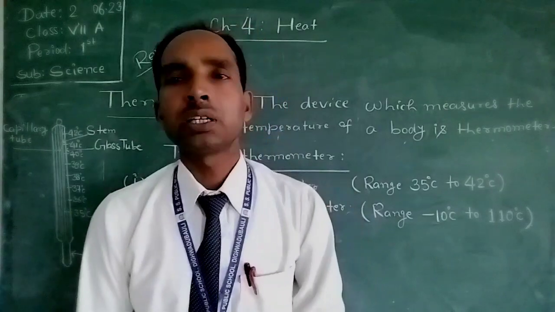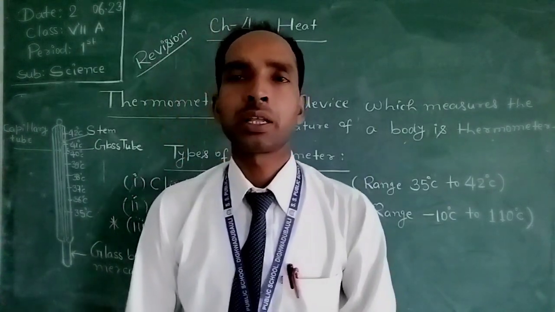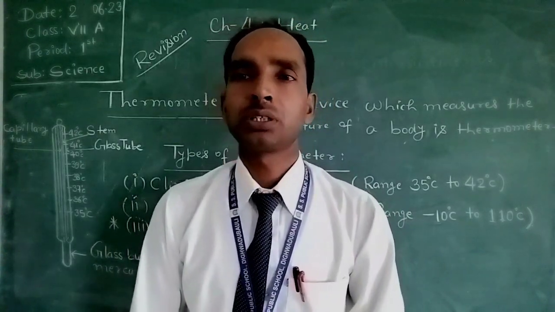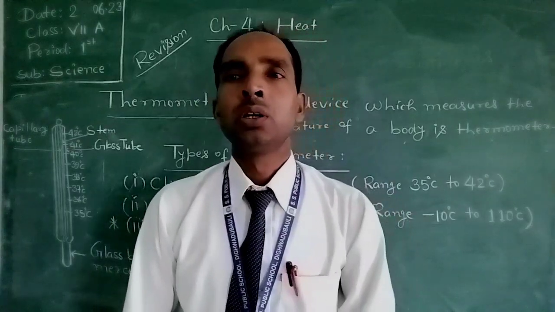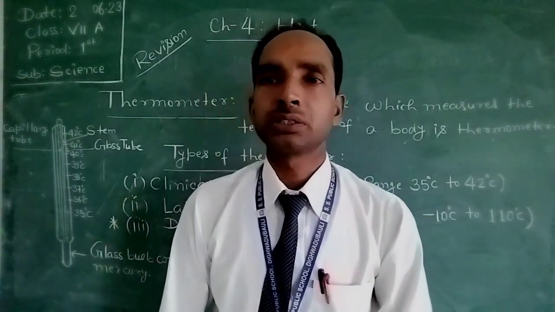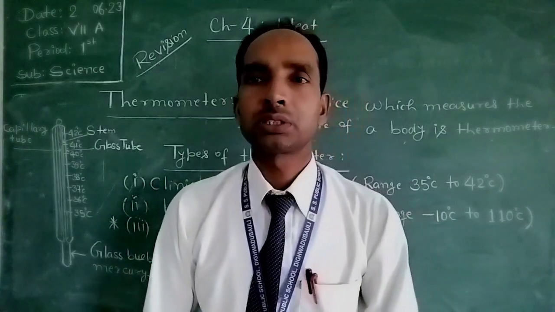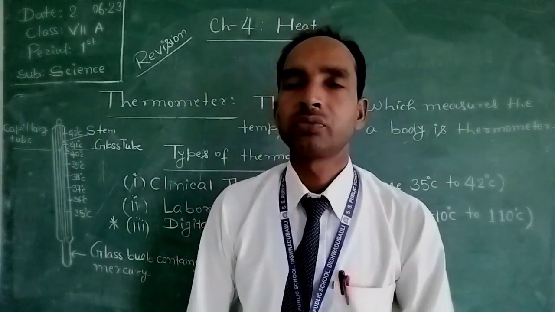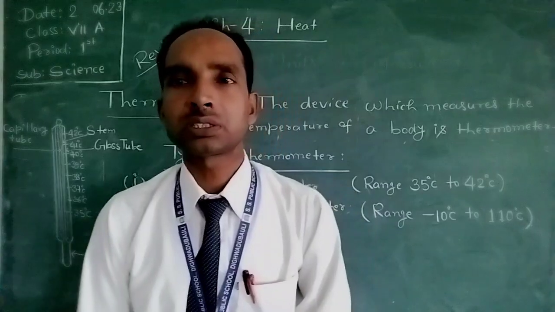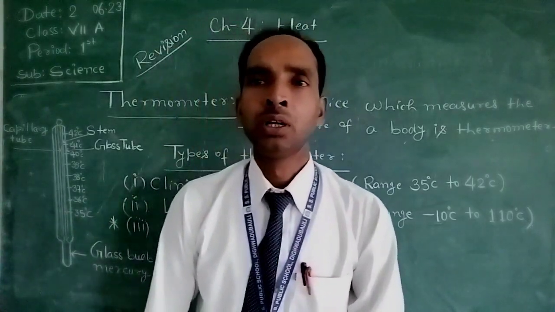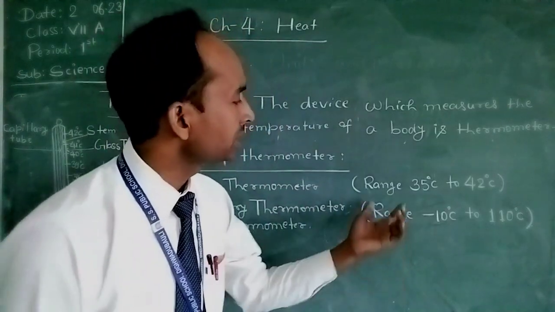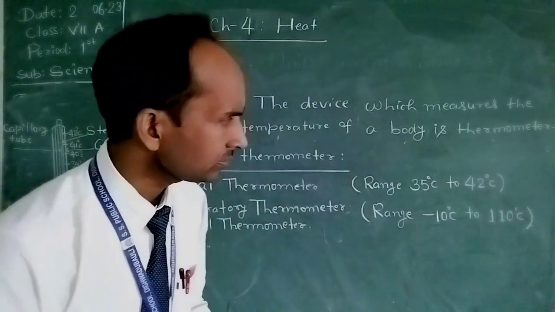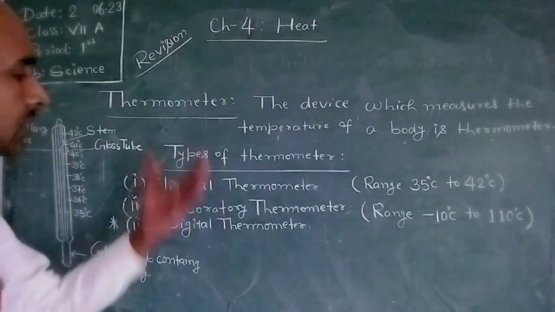But it has been observed experimentally that the temperature of any human body does not go below 35 degrees Celsius. So when the clinical thermometer is made, the range of this thermometer is only taken from 35 degrees Celsius to 42 degrees Celsius. 42 degrees Celsius is the highest temperature of the human body. So the range of the clinical thermometer is taken as 35 degrees Celsius to 42 degrees Celsius.